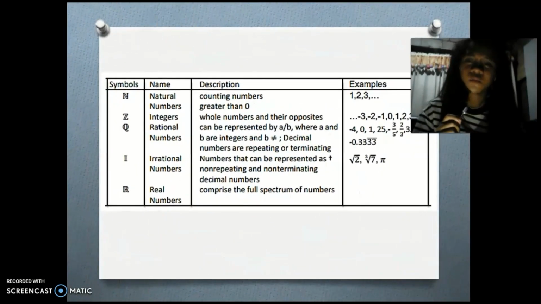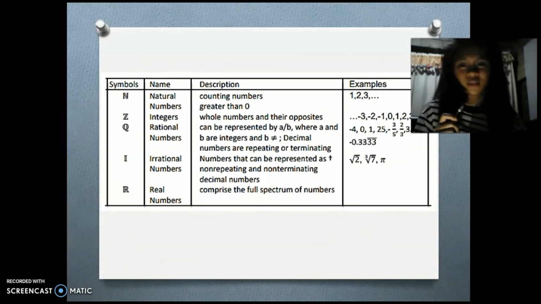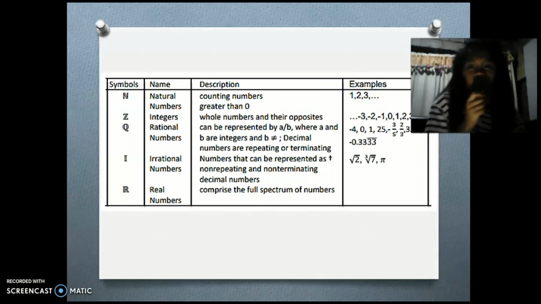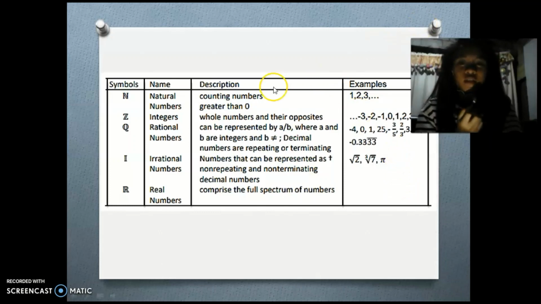Next, we have to familiarize ourselves with the symbols, the names of our real numbers, and their descriptions and examples. First, the natural numbers: this is the symbol of our natural numbers. Natural numbers are counting numbers greater than 0.